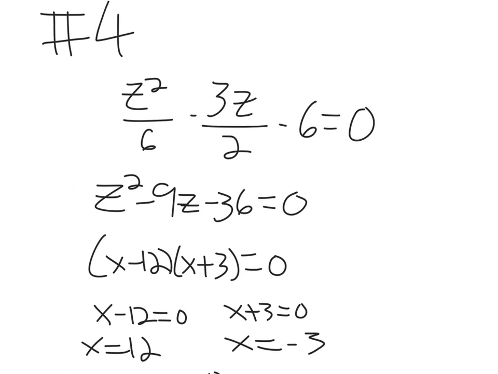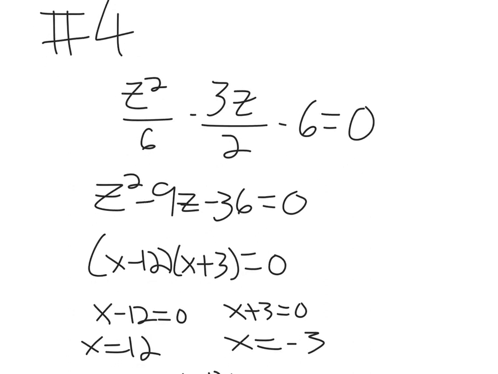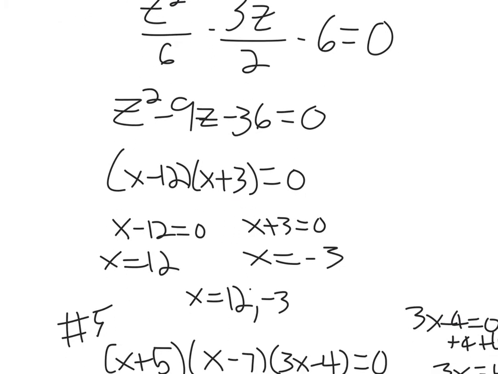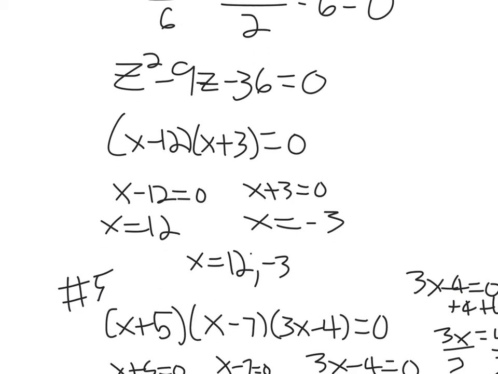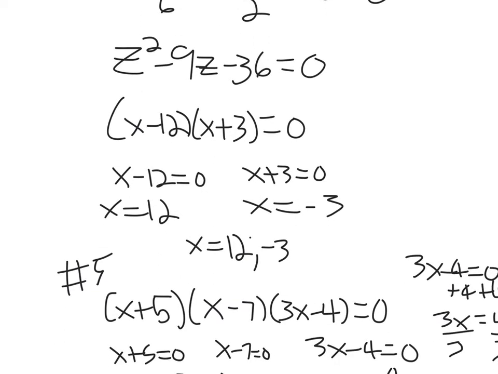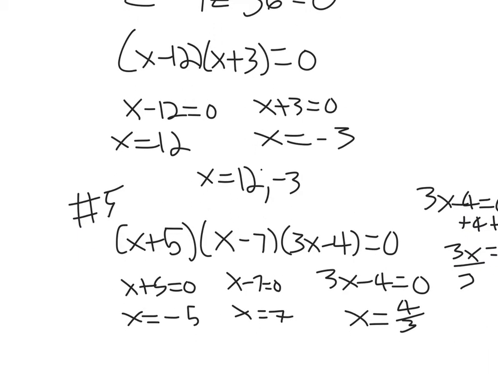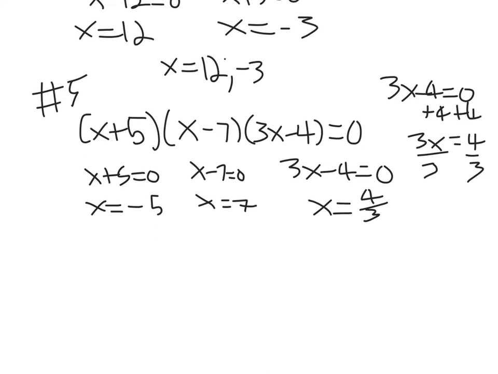And now for problem number 4, you have z squared over 6 minus 3z over 2 minus 6 equals 0. So you would get z squared minus 9z minus 36 equals 0. And then you would factor it again into something that would multiply to equal negative 36, but also when you add them up equal negative 9. So it'd be x minus 12 times x plus 3 equals 0. So x minus 12 equals 0, and then x plus 3 equals 0. So x would equal 12, and x equals negative 3. So your two answers would be x equals 12 and x equals negative 3.